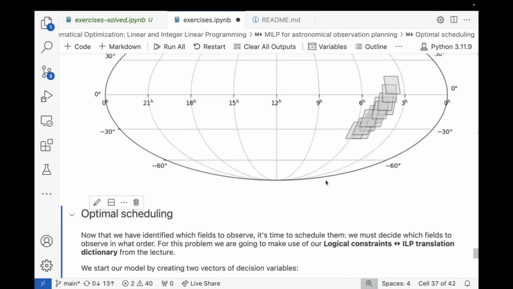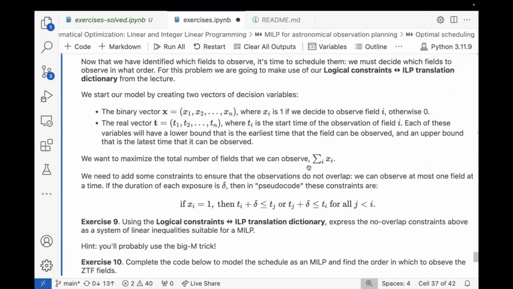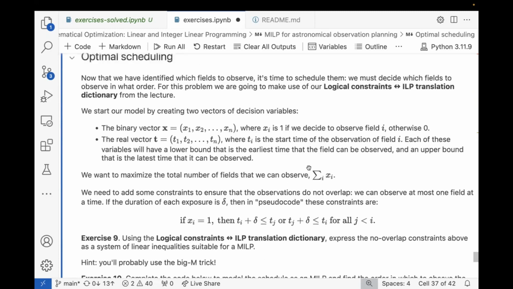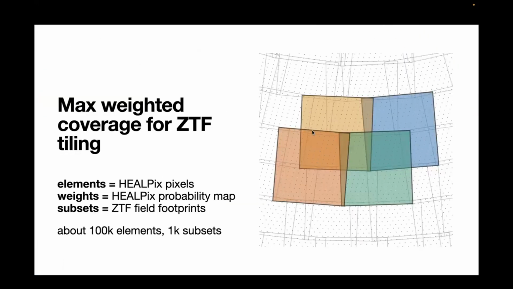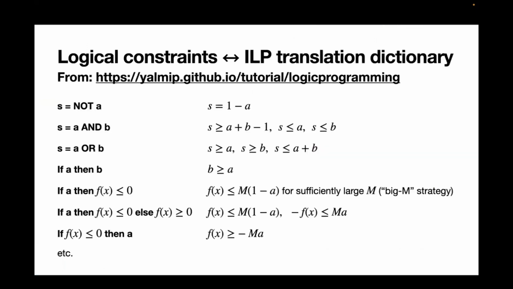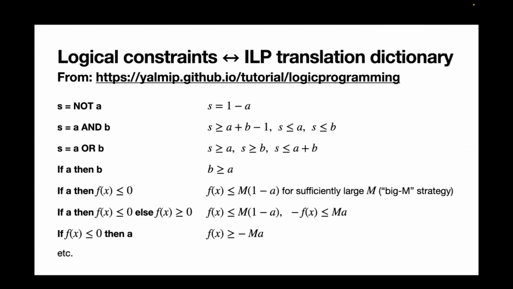So now this gets a little bit more challenging. We've picked the fields that we want to observe. Now, don't be scared. We don't need all of these equations. This is a translation dictionary that goes from logical statements on the left to mixed integer programming representations on the right.